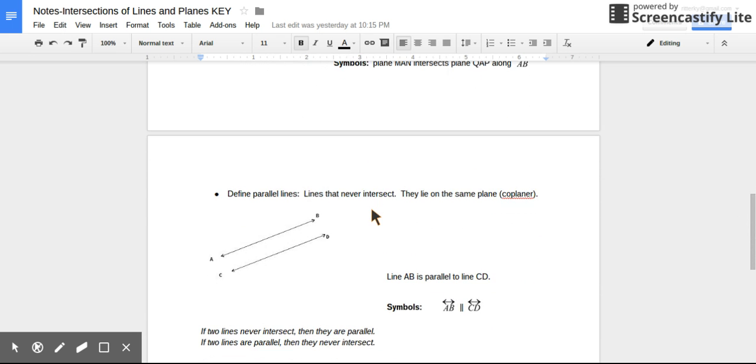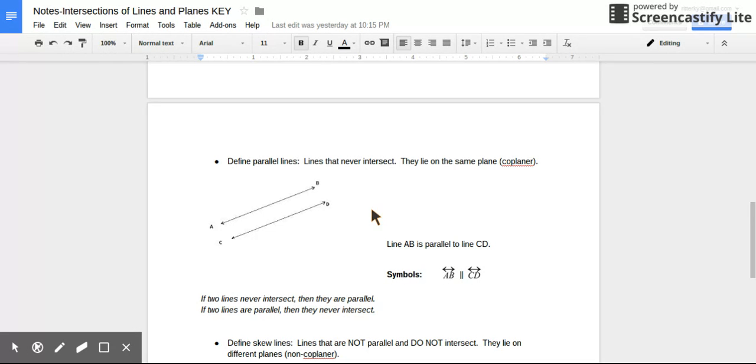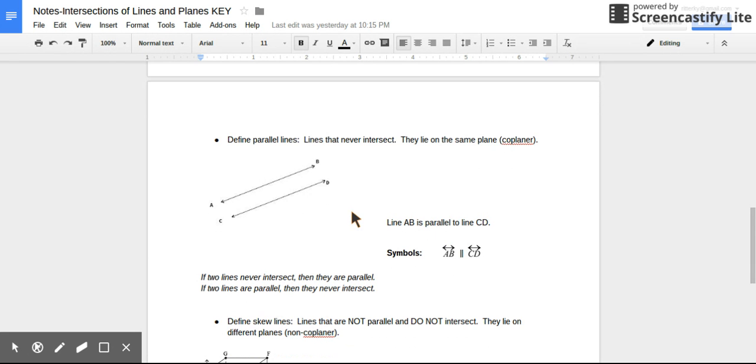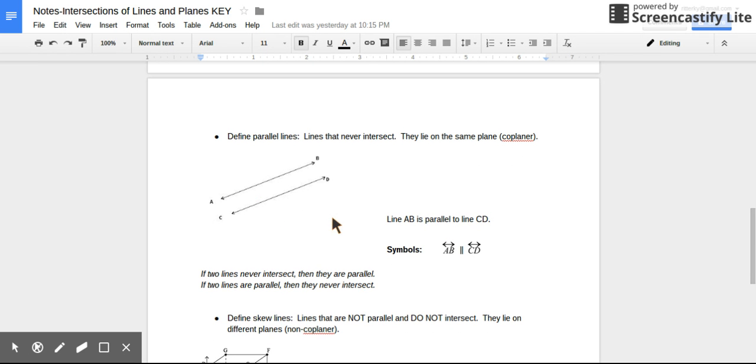What happens when things don't intersect? Well, when lines don't intersect, they're called parallel lines. The tricky thing about parallel lines is that they have to be coplanar in order to fit this definition. And we'll talk more about that when we see a more complicated drawing.